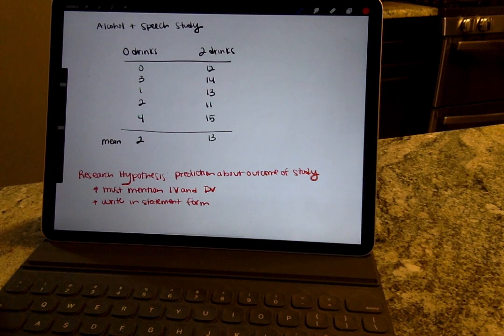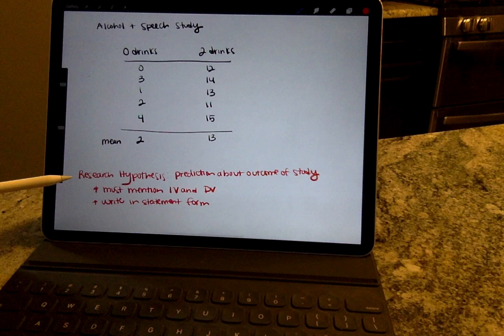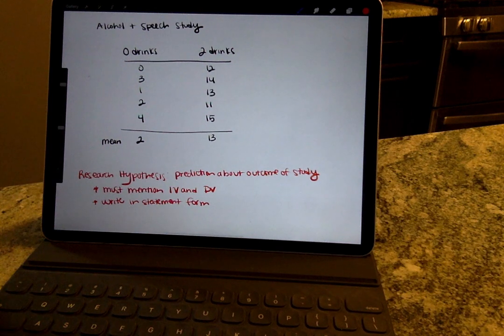All right, so this particular video is going to talk about how to write a research hypothesis. So down here is the definition of a research hypothesis. Basically, a research hypothesis is a prediction about the outcome of a study. All right, so it's what you think is going to happen.